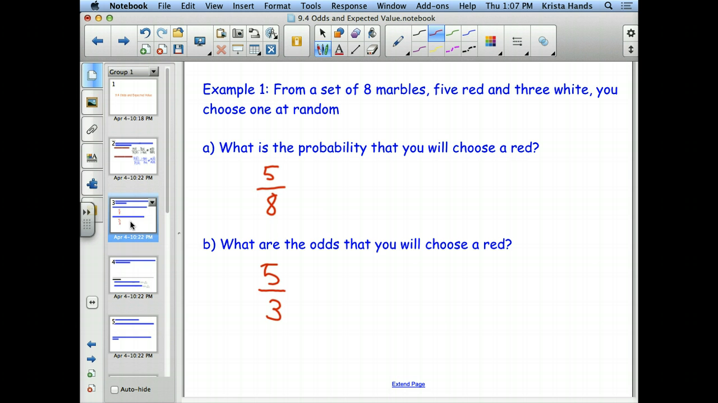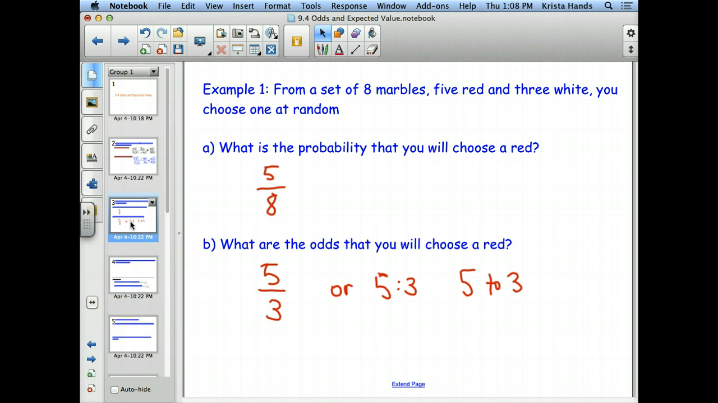And again, anytime we're doing a ratio, you could write it in this way, or even like this, as long as it's reduced to its simplest form. Okay, so 5 to 3. 5 ways it happens, 3 ways it doesn't. So odds is always this comparison of it happening versus it not happening. Happening, not happening.